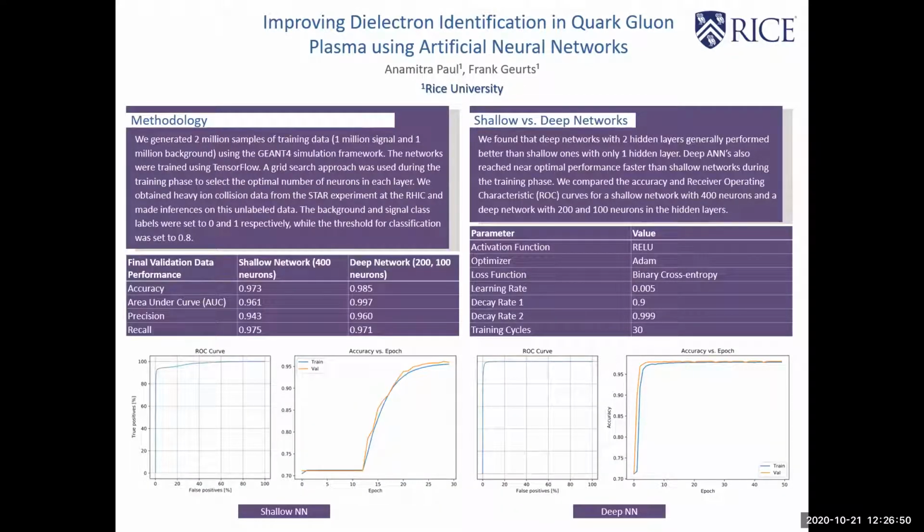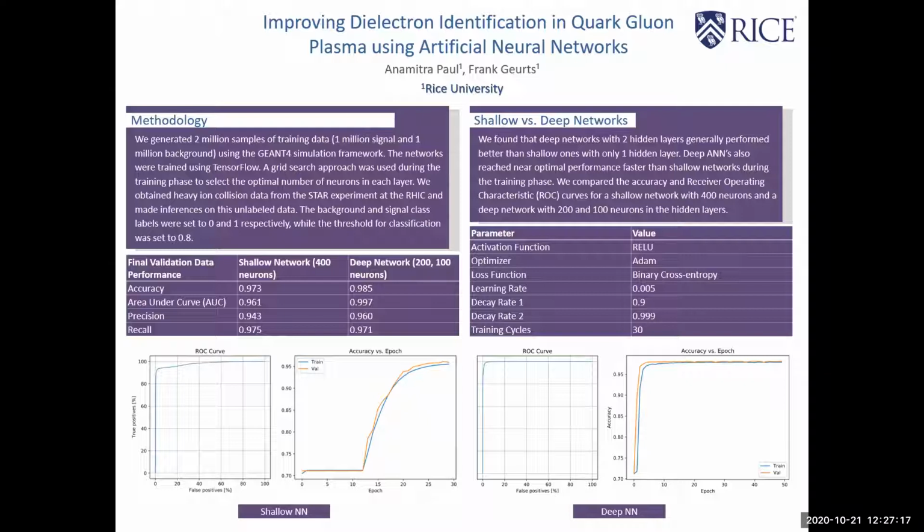We generated 2 million samples of training data using the Geant4 simulation framework. Then, we trained our neural networks with the default Adam optimizer, learning rate, and decay rate in TensorFlow. We also optimized the number of neurons in each layer using a grid search approach. Then, we made inferences on unlabeled collision data from the Relativistic Heavy Ion Collider at the Brookhaven National Laboratory.